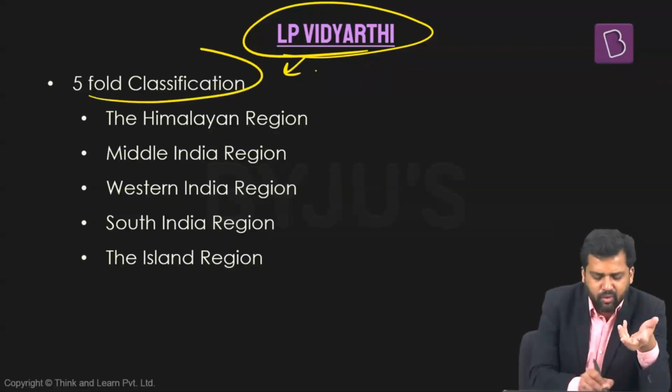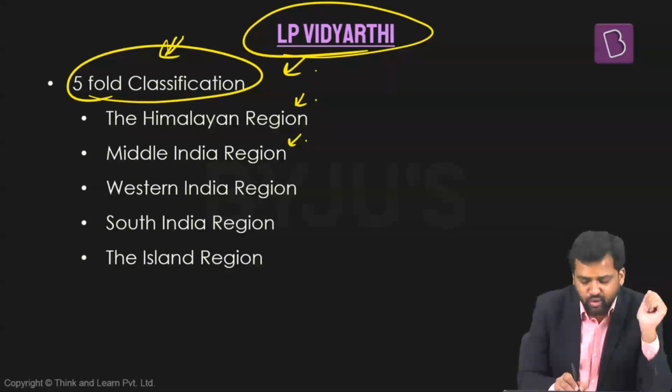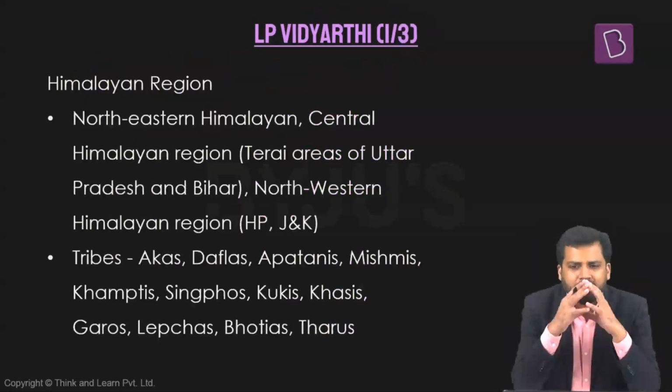So one researcher classifies tribes into 5 types: those tribal members who are in the Himalayan region, those tribes which are there in the Vindhya region, those tribes which are in the Western region, then some tribes in Southern India, and then there are some tribes who are in the island region. So we look at all these regions one by one and try to just remember the names of the tribes.